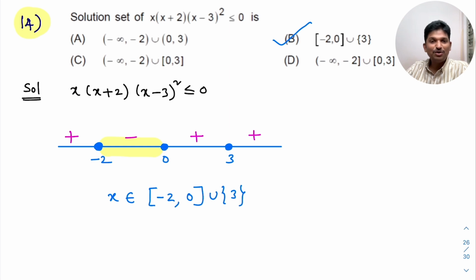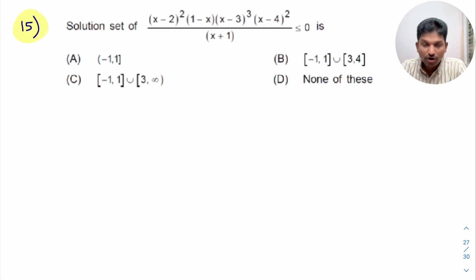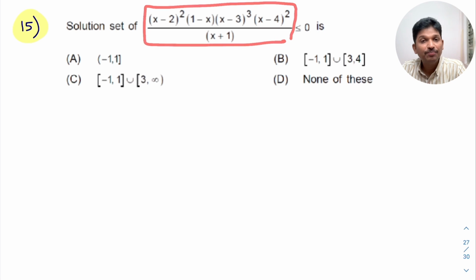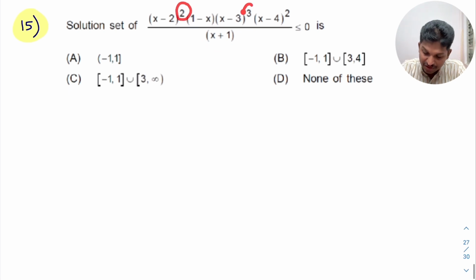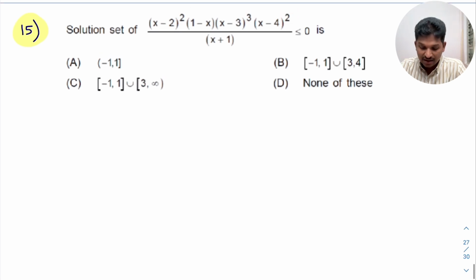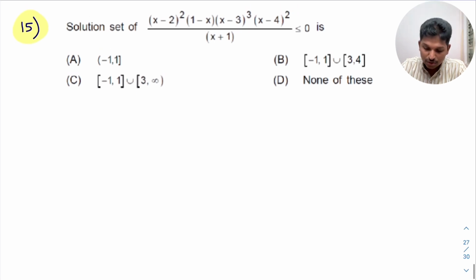We are in 14th problem. By this time, you must understand these things easily. Okay, now we'll move to next problem. You observe this question. This is rational inequality. When rational inequality is there, you make sure the denominator is not equal to 0. You observe these powers, even numbers, odd numbers are there like this. Right, let's start solving this.